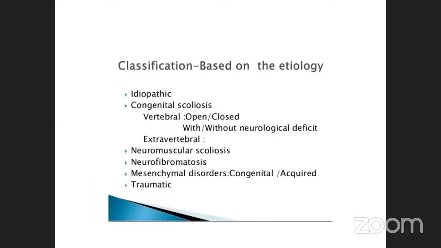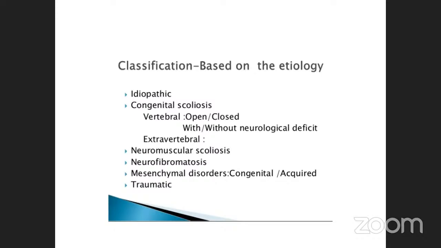Classification of scoliosis based on the etiology. Idiopathic scoliosis, in which cause is unknown. Probable contributory causes are genetic inheritance, CNS dysfunction, nutrition. It is further divided into infantile scoliosis, which occurs in 0 to 3 years of age, juvenile scoliosis, which occurs in 4 to 10 years of age, and adolescent scoliosis, which occurs in 10 years or above.